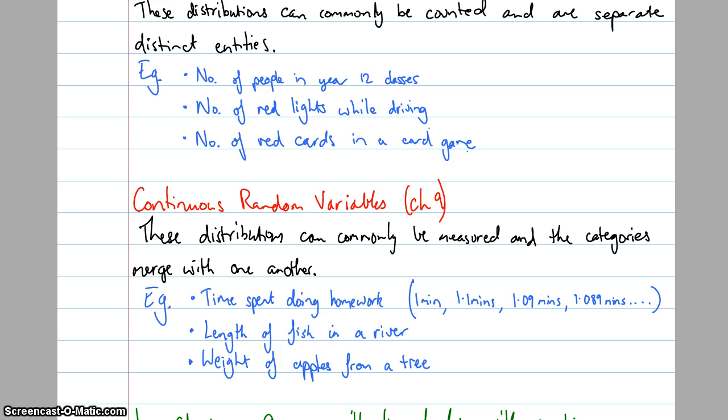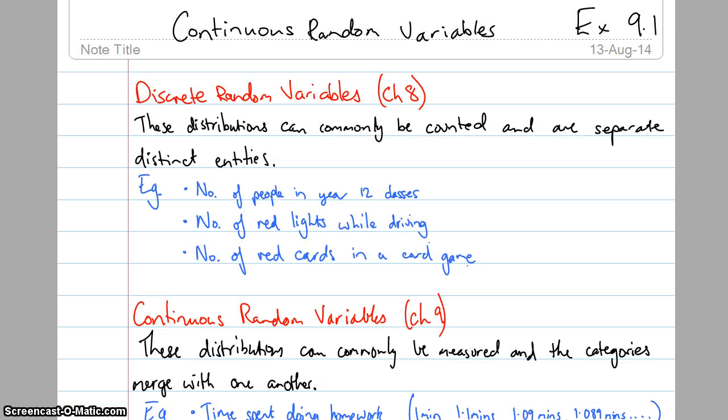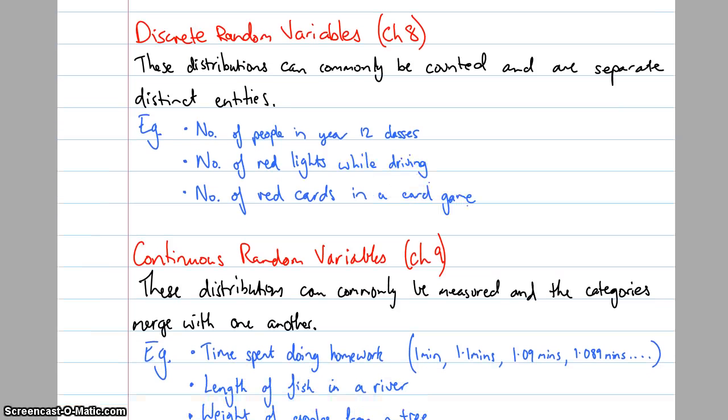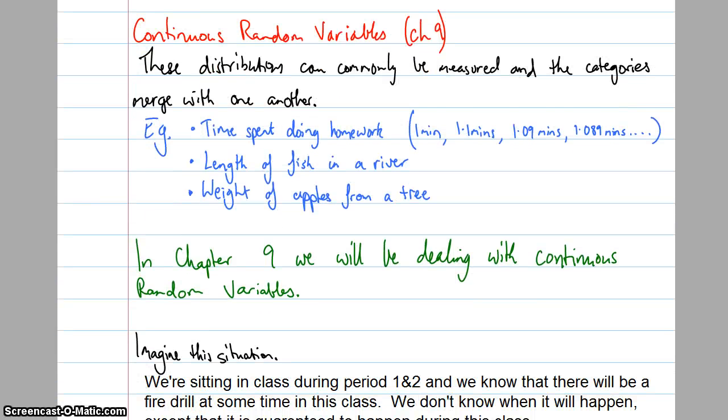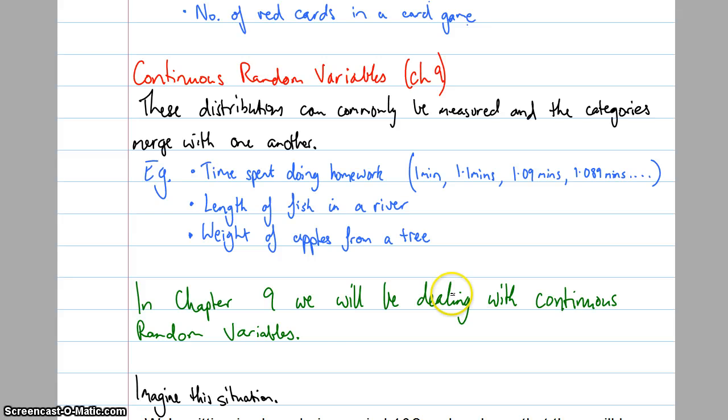So that's briefly the difference between the two. To be honest, you probably don't need to know a lot more about that. You just need to be able to identify if it's continuous or discrete, and then apply the following formulas. In chapter 9, we'll be dealing with continuous random variables, and that's what I'll go on with now.